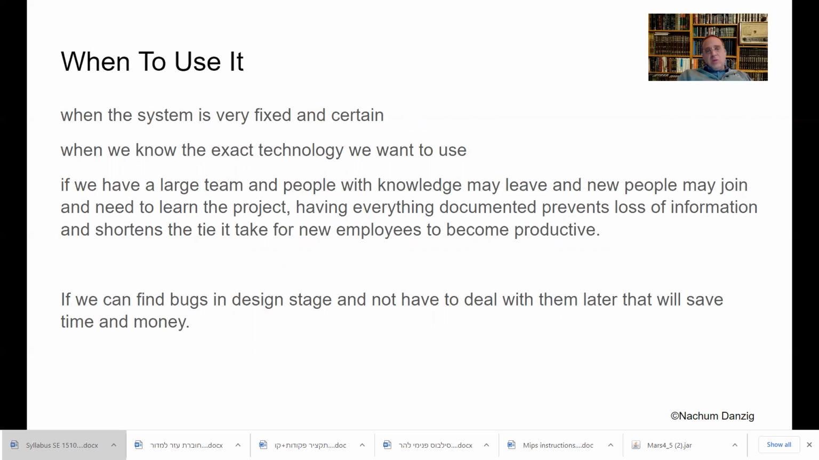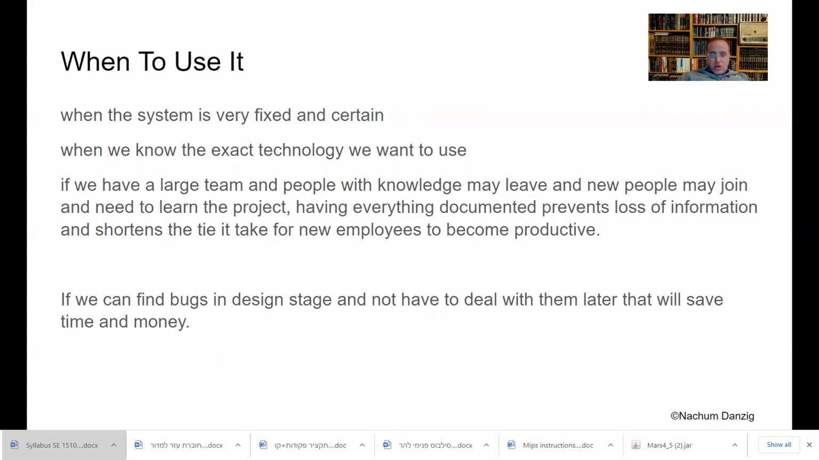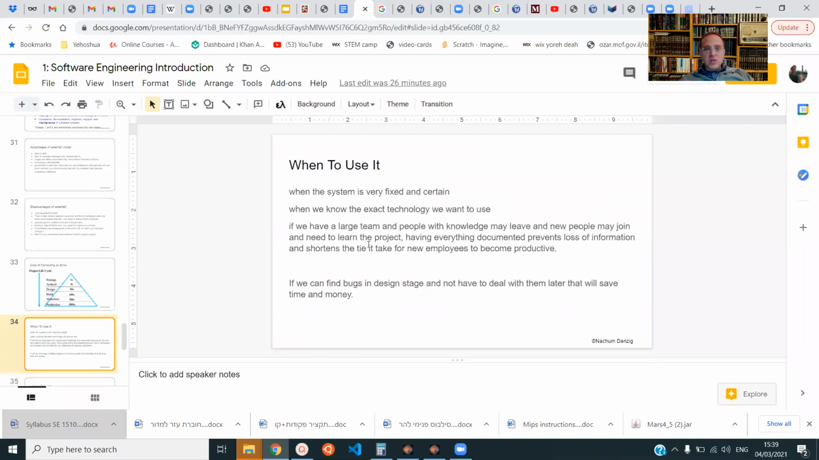If we have a large team and people with knowledge may leave and new people may join and need to learn the project, having everything written down and documented prevents a loss of information and shortens the time it takes for new employees to become productive. It's a big problem in places that don't have things written down. Some guy gets a better job offer and quits. And now he was the brains behind the whole thing. Nobody else knows how the system works.